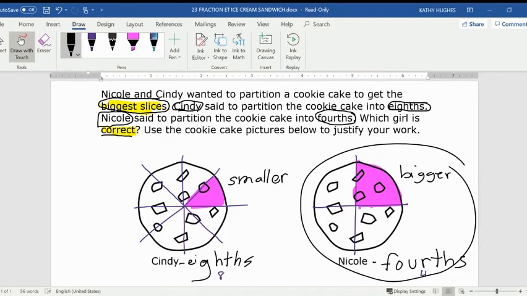And if you forget, you can always look to the anchor chart. And I want you to point right now. This is your little quick exit ticket. Point to the anchor chart.